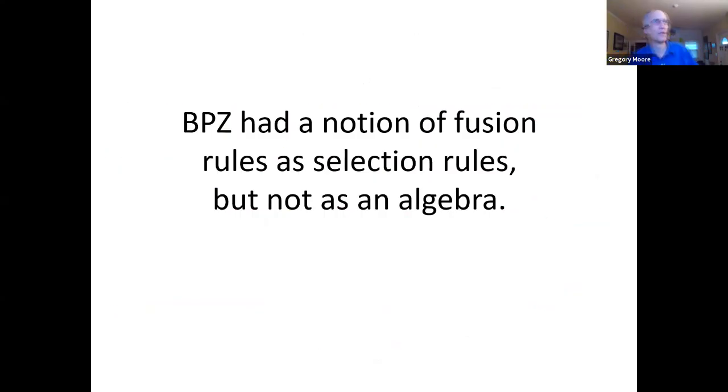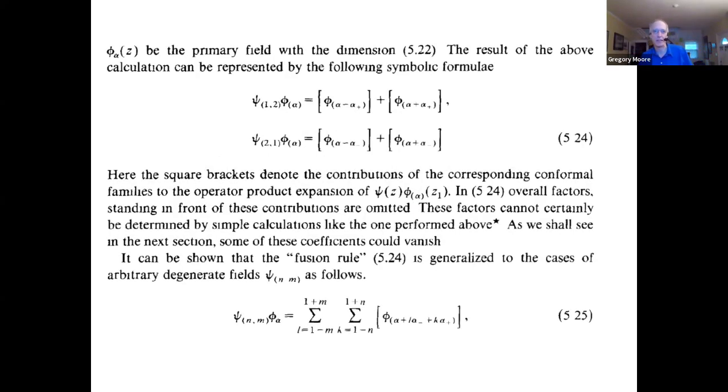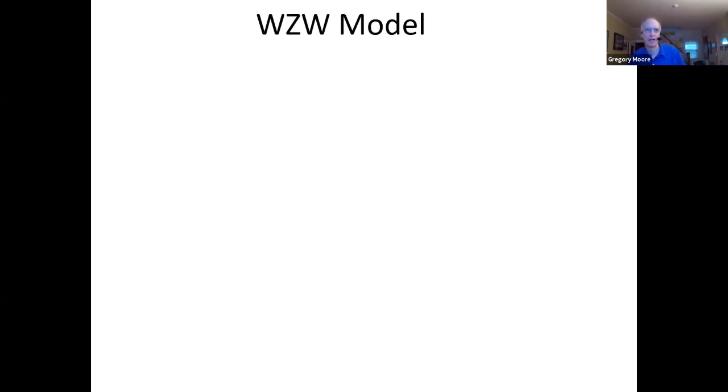Now, back to Belavin, Polyakov, and Zamolodchikov, they had a notion of what they called fusion rules. But for them, the fusion rules were selection rules. They didn't have any algebraic properties. So here is from their paper a schematic where they introduced the fusion rules, and it's a schematic version of the operator product expansion. That will become important later.